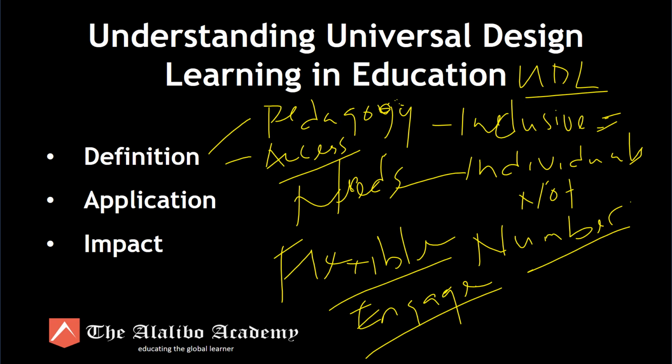So UDL is equity. It is equity because it's meeting students at their own needs, and it's recognizing that each student is unique with unique challenges, and those challenges must be met with deliberate and specific plans. That's what UDL is about. All right, so that by definition, UDL is all of these.